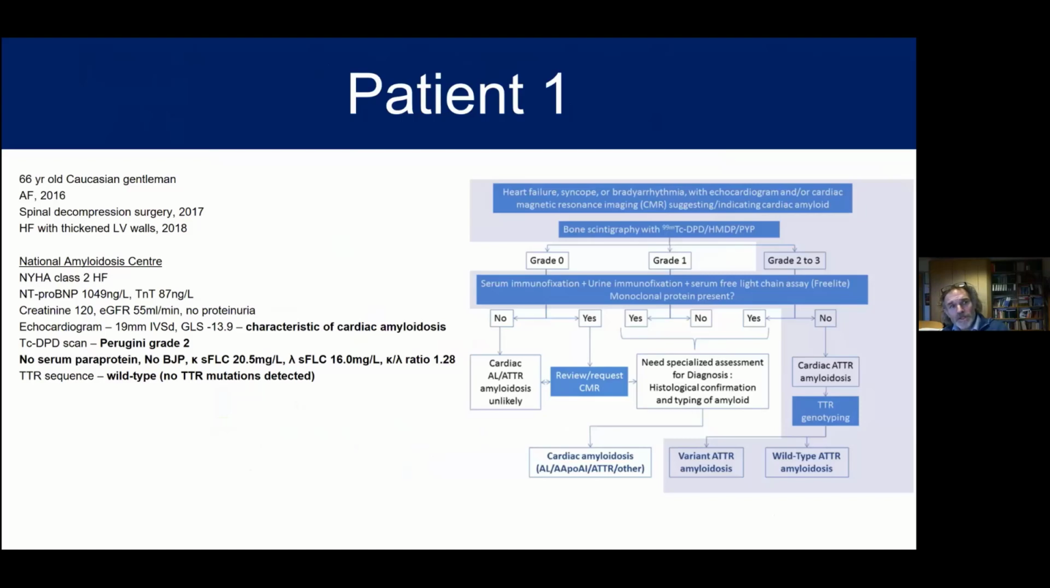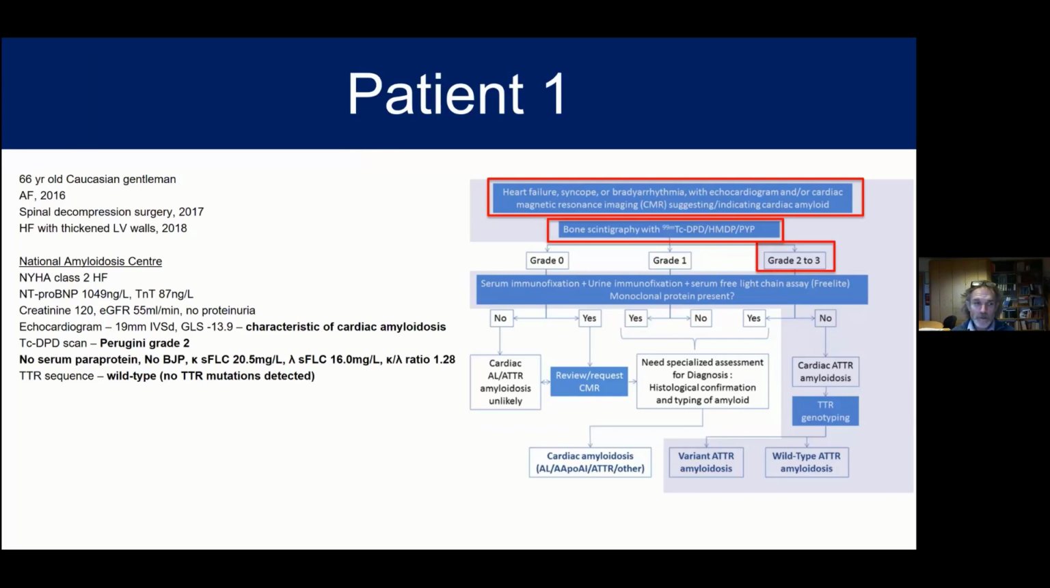So this is a 66-year-old Caucasian chap who had a history of atrial fibrillation, spinal decompression, heart failure with thickened LV walls, who was referred to us with a suspicion of cardiac amyloidosis. When we saw him, he had elevated biomarkers. He had a characteristic amyloid echocardiogram. We did a bone scan, a DPD scan, and he had grade 2 cardiac uptake on his DPD scan.